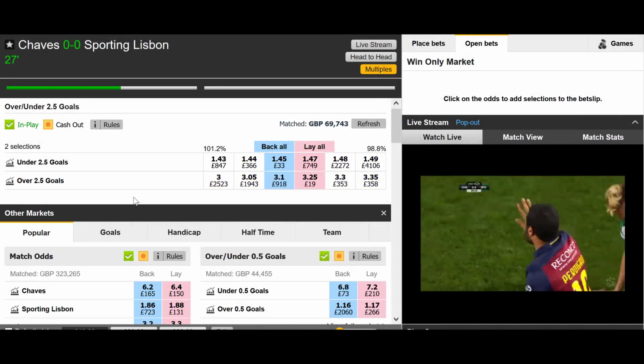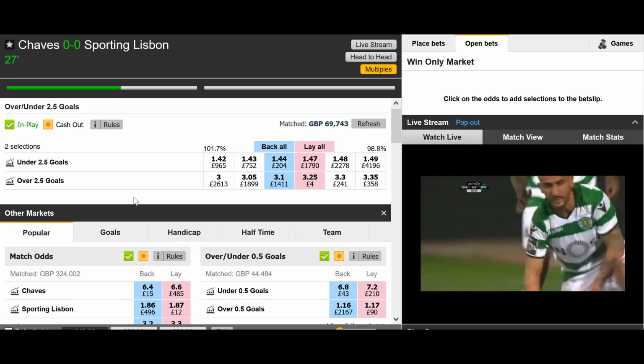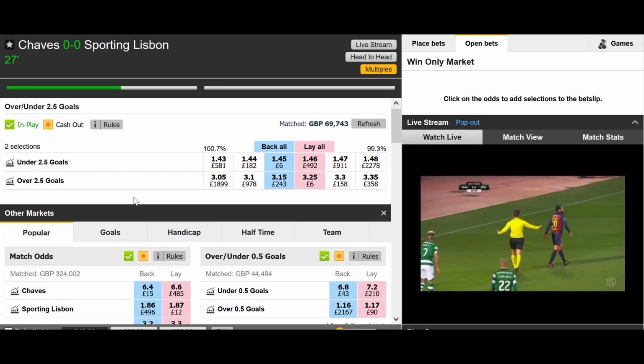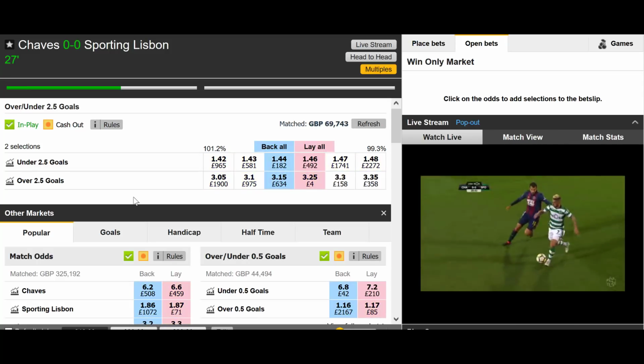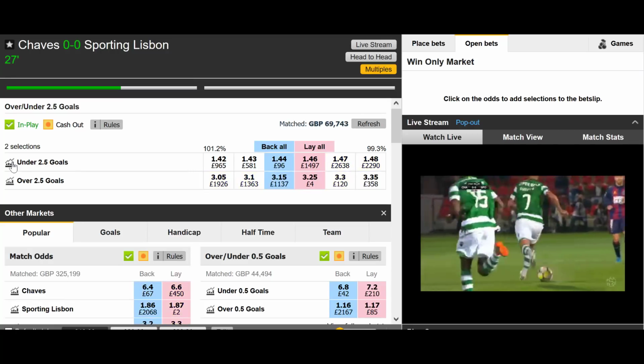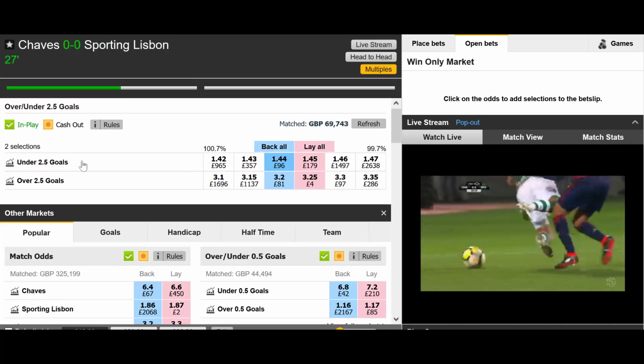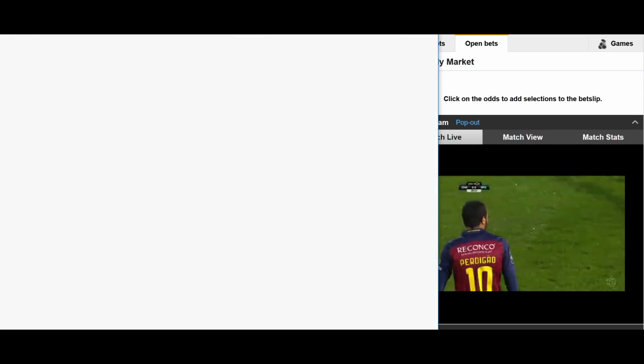So what makes the under 2.5 goals market such a simple market to trade is because of the market behavior. The price direction on this market is very predictable. Basically, when the match kicks off, the price on under 2.5 goals is always going to decrease. So it's always going to be going down.